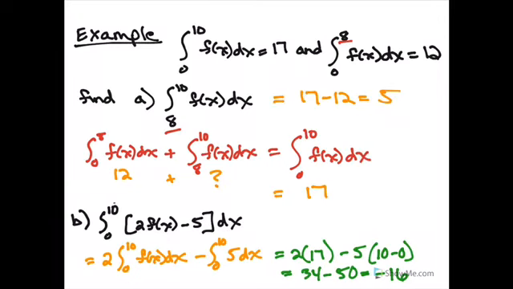So I get 34 minus 50 is negative 16. So that negative 16, what does that tell you about this function if I were to graph it? Most of it would be below the x-axis.